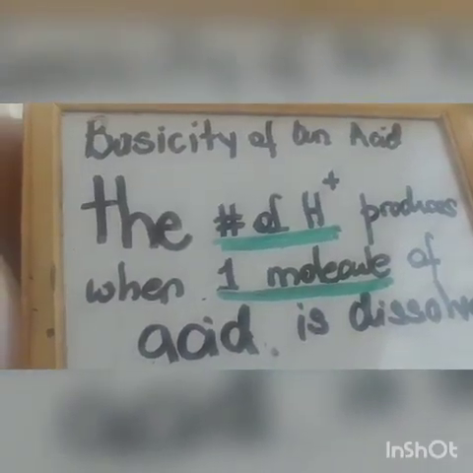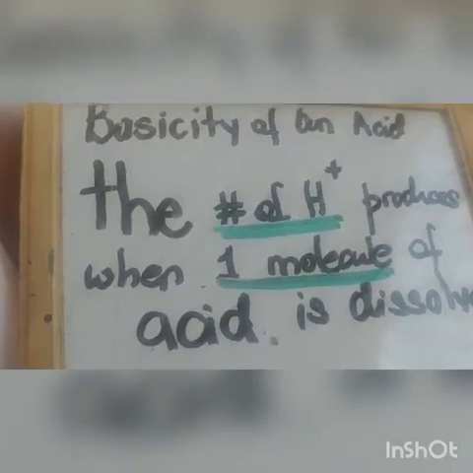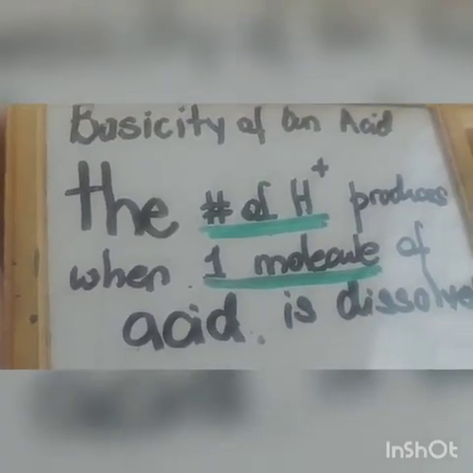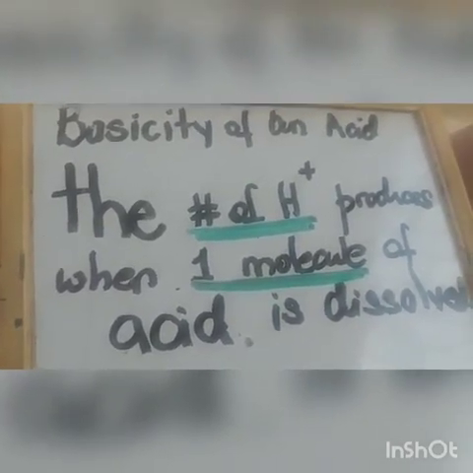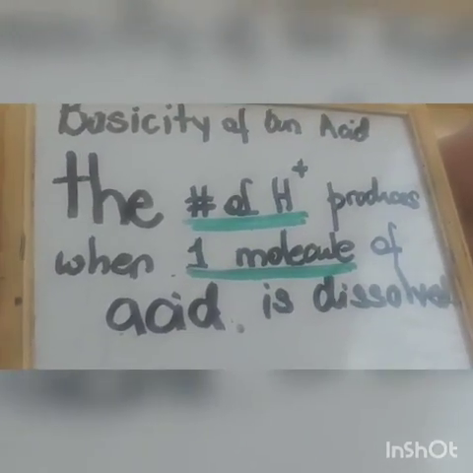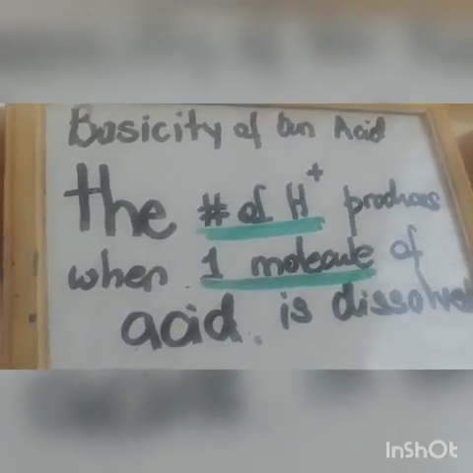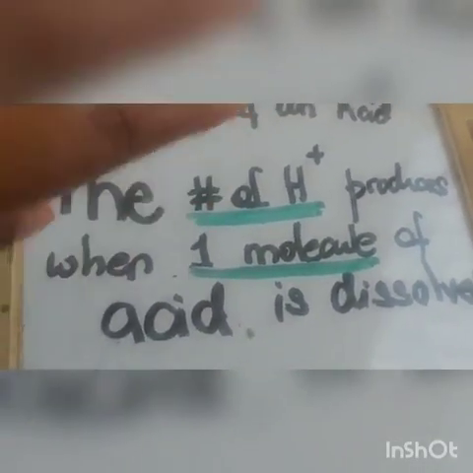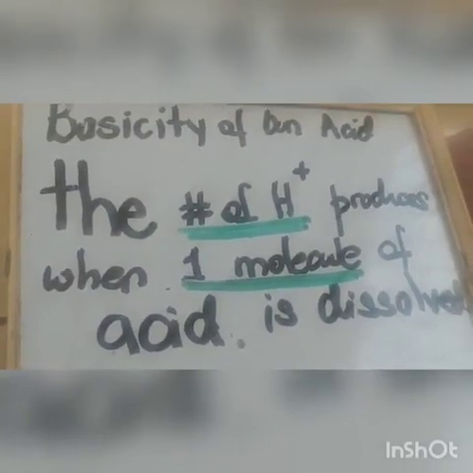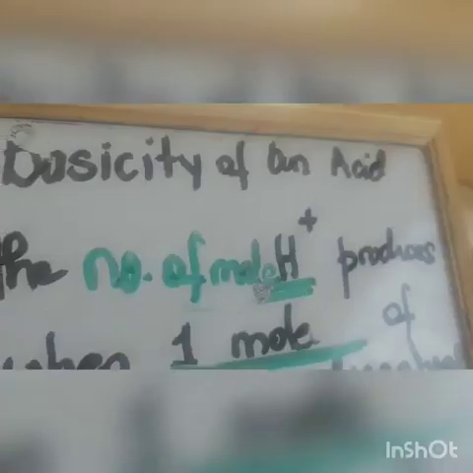Class, we're looking at the basicity of an acid. Now, the basicity of an acid is the number of H plus ions produced when one molecule of the acid is dissolved in water, right? So there are two definitions. I don't want you to mix them up. The first one is the number of H plus ions produced when one molecule of the acid is dissolved.